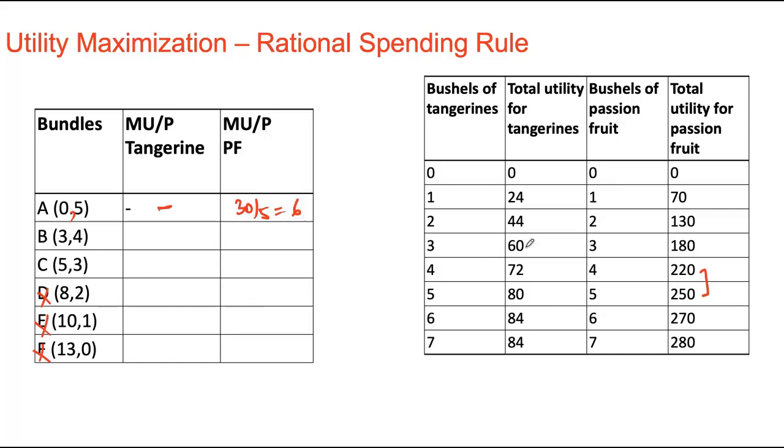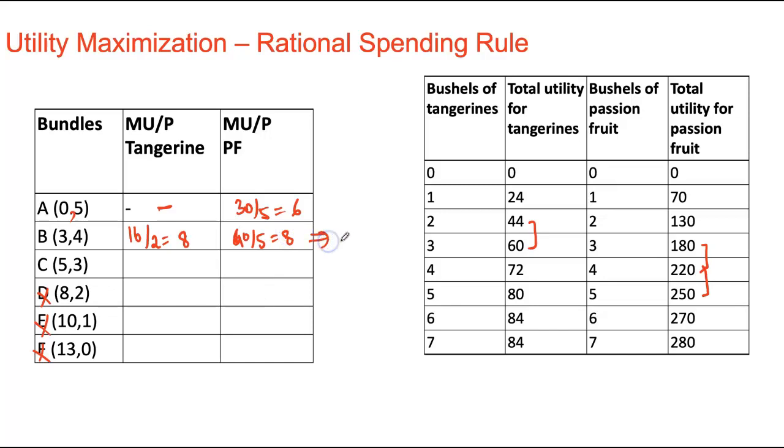Bundle B, I'm consuming 3 bushels of tangerine. So my marginal utility of the third bushel of tangerine is 16 units. And 16 divided by the price of tangerine, which was 2, so that's 8 utils of satisfaction. Marginal utility per dollar, so don't forget to divide it by the price of the good. So that's 8 utils. Marginal utility per dollar for passion fruit at this particular consumption point of 4 bushels: my marginal utility is 40 utils divided by the price. So 40 over 5 is 8.